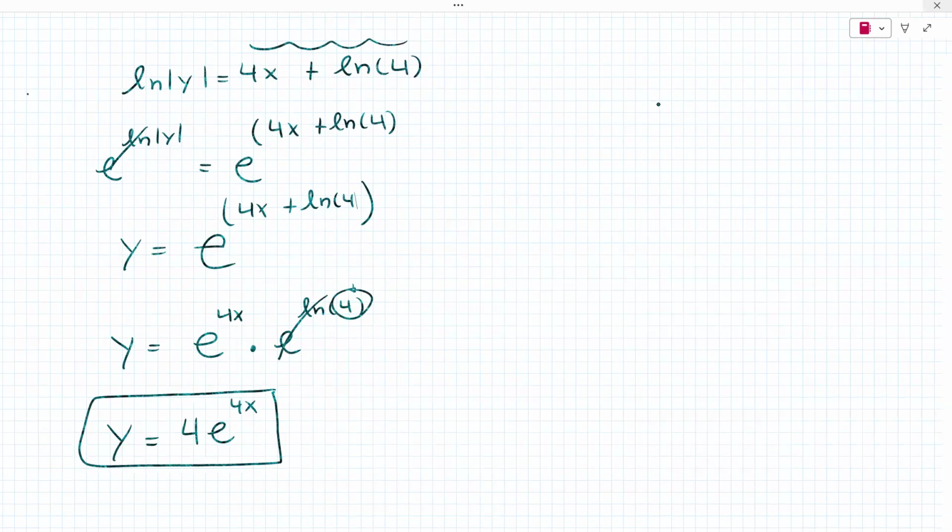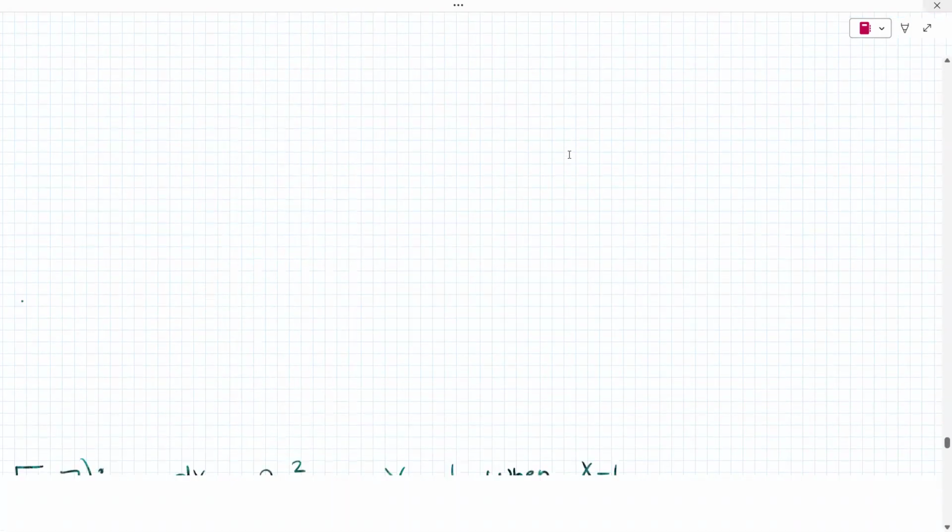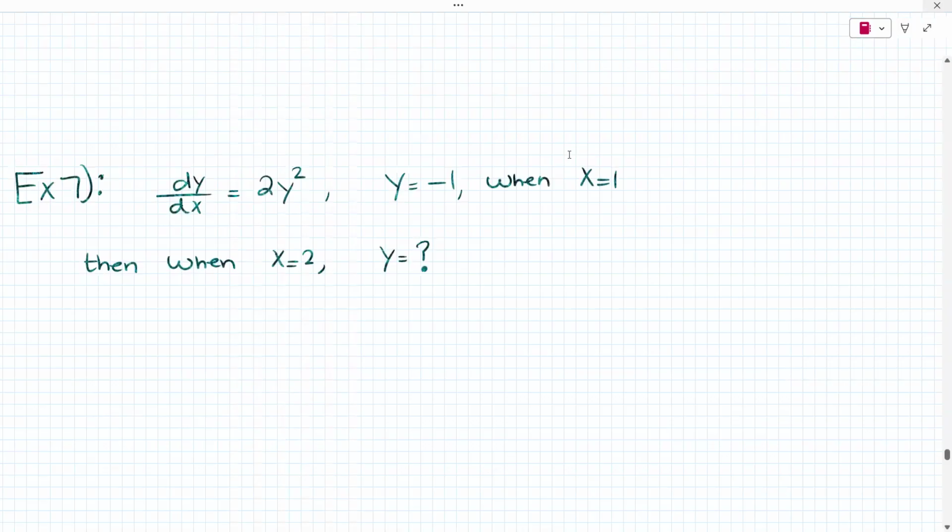Okay, move on to example 7. Example 7 says dy over dx equals 2y squared when y equals -1 and x equals 1. Then when x equals 2, what should y equal? So for this one, they give us an initial condition, and then they also give an extra x value, and we've got to figure out what the y value is.